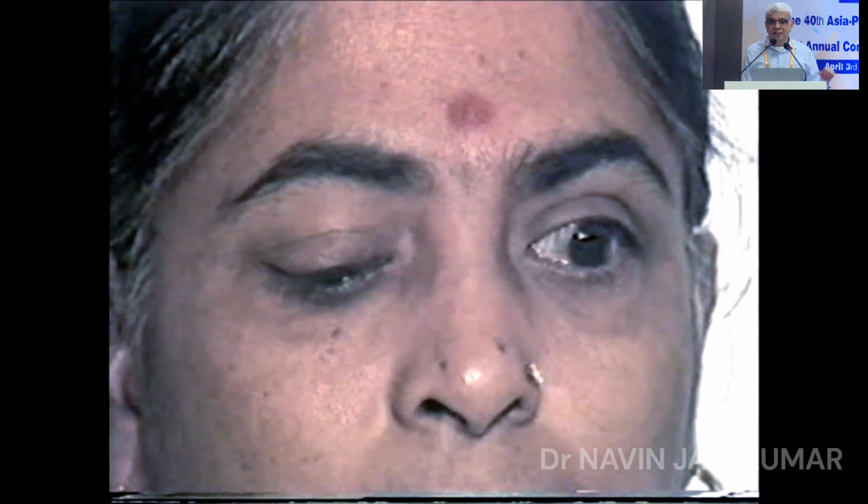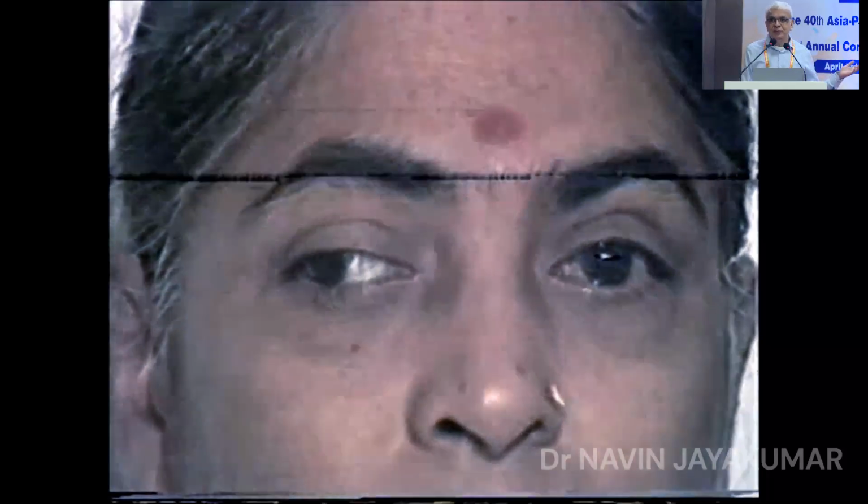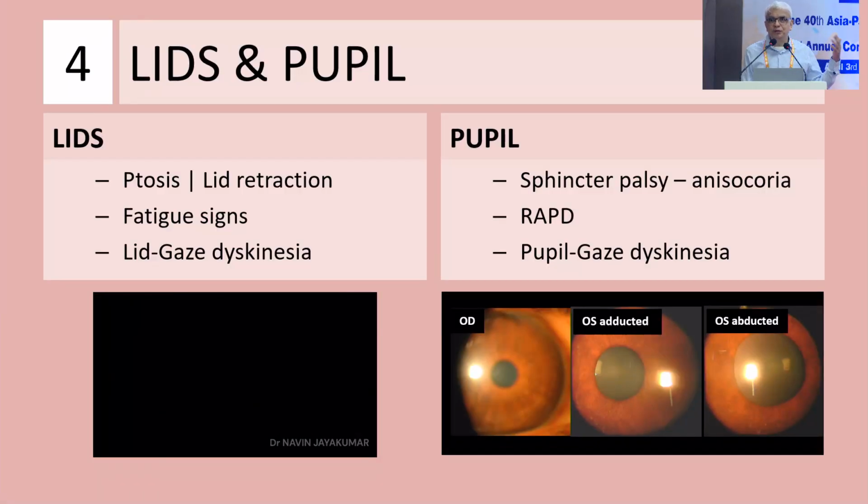So look at the lid there. When she looks down, the lid retracts. Okay, the left lid retracts. There you go. The left lid also retracts when she looks inwards. Okay, in adduction, you can see that. So this is an aberrant regeneration of the third nerve. It can happen in trauma and compressive lesions, but definitely not in an ischemic nerve palsy.